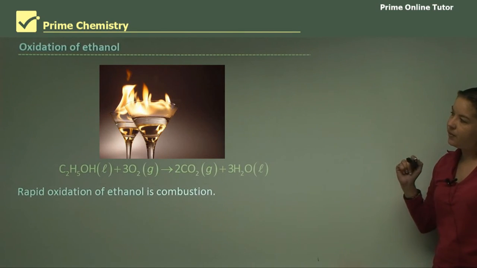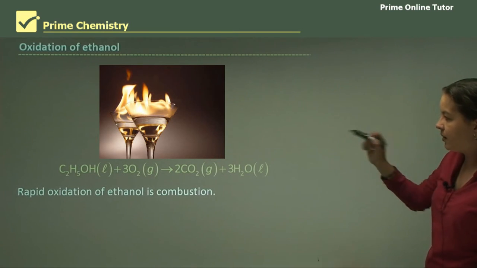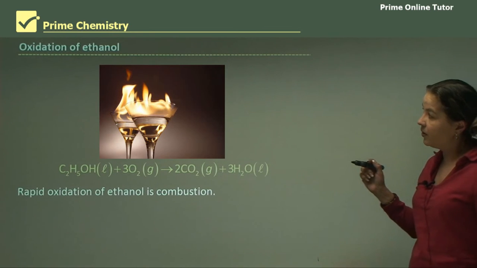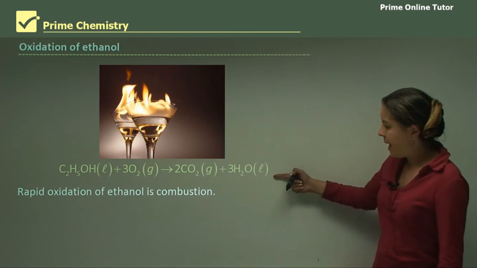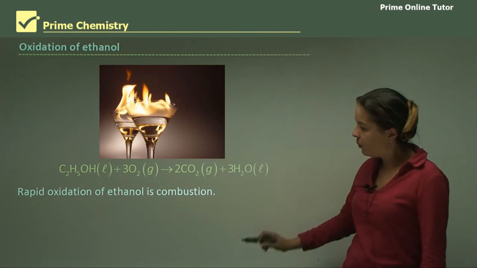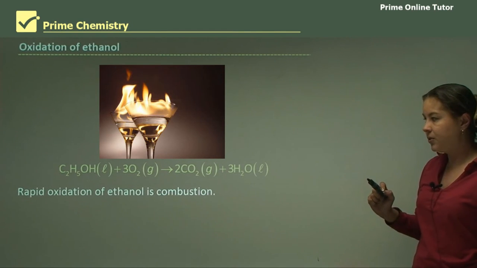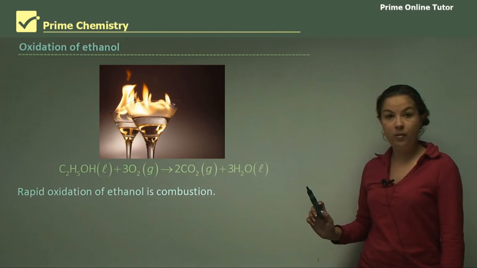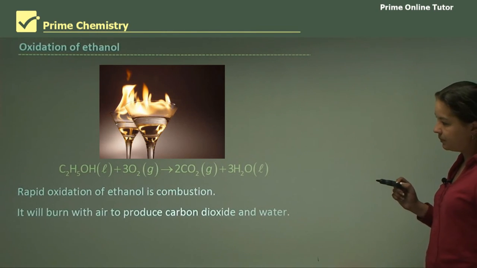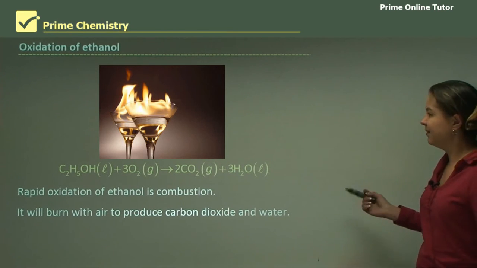So our last reaction that I'd like to talk about is oxidation of ethanol. And as you can see here, you have an alcoholic beverage on fire. So you probably already are aware that ethanol is flammable, okay? And the first type of oxidation is actually combustion. So where you have ethanol and oxygen, and if you have an ignition source, it goes to carbon dioxide and water. And there are two other types of oxidation. I'll just talk about this one first. It will burn with air to produce carbon dioxide and water.